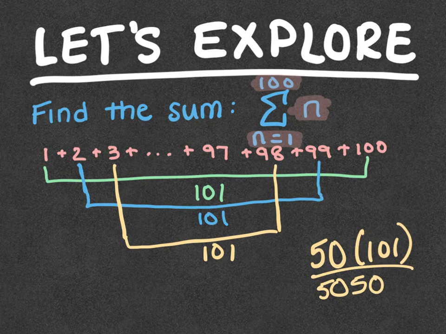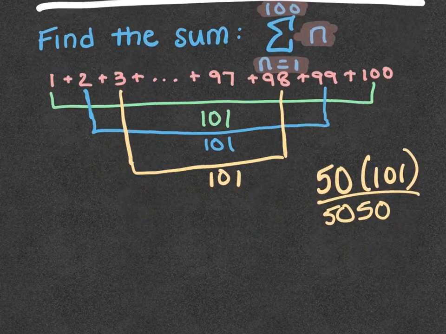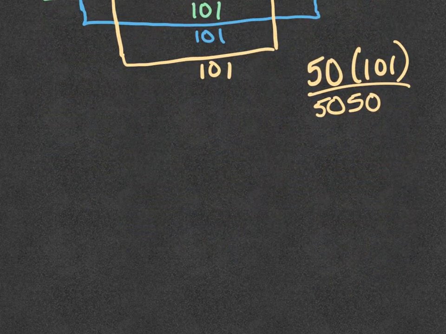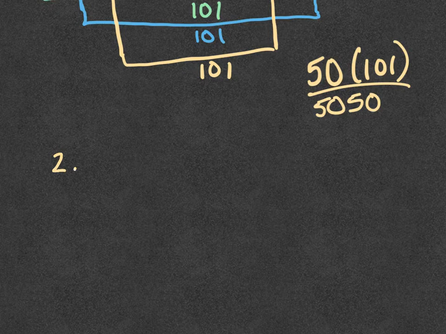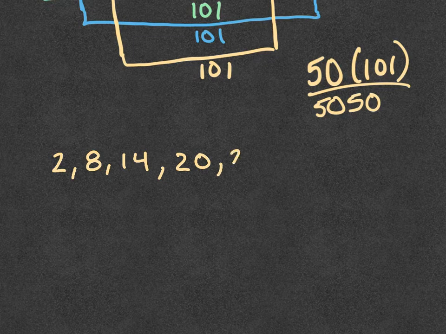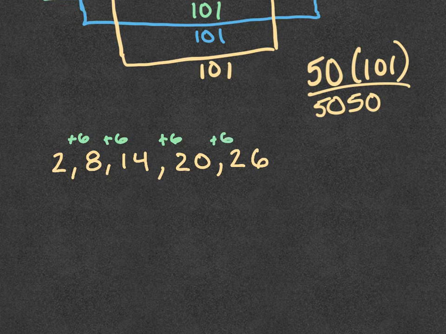So let's test this on a different arithmetic sequence. Let's say we have the sequence 2, 8, 14, 20, 26. I know this is arithmetic because every time we're increasing by 6. And I want to find the sum of all of these numbers.